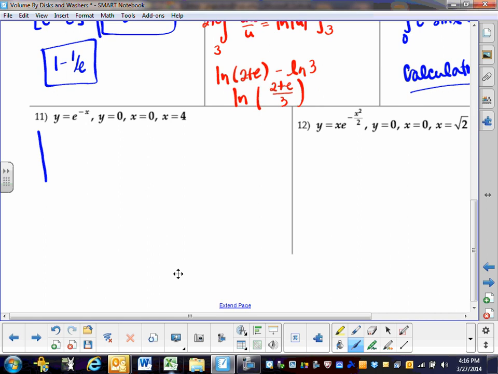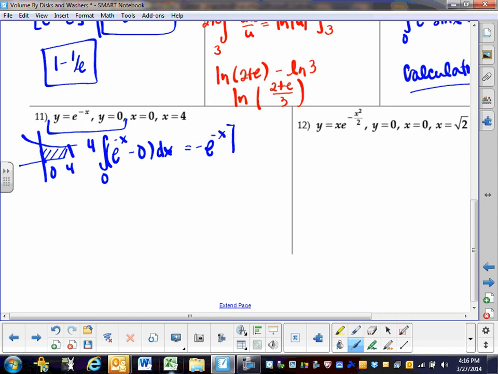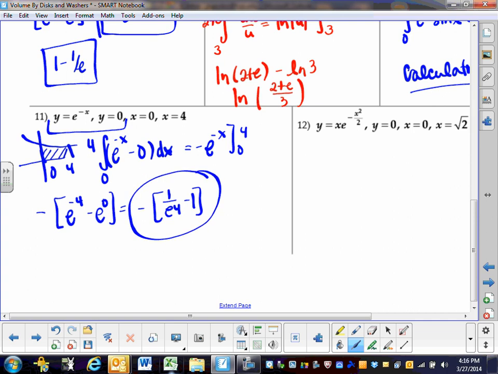For the decay function, e to the negative x, going from 0 to 4, the antiderivative of e to the negative x minus 0 between these two curves from 0 to 4 is negative e to the negative x from 0 to 4. That's negative e to the negative 4 minus e to the 0, which is negative 1 over e to the 4 minus 1. So this could be my free response answer, but my multiple guess answer would most likely be 1 minus 1 over e to the 4.